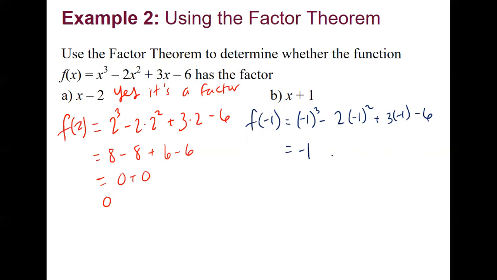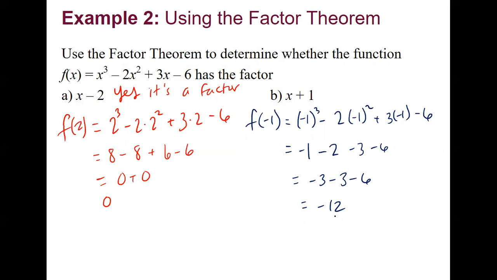It's going to be negative 1. A negative is a positive. So plus 2 and minus 2. Plus 2. And minus 2. Minus 3 minus 6. So I have negative 3 minus 3 minus 6, which equals negative 12.